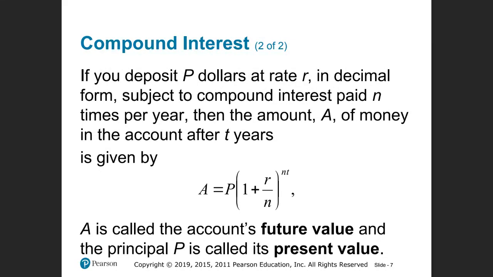If you deposit P dollars at rate R in decimal form, subject to compound interest paid n times a year, then the amount of money A in the account after T years is given by this formula, which again is a little different from the one that we just had previously. The thing with these problems is be sure that you select the proper formula. Again, A is the account's future value and principal P is its present value.